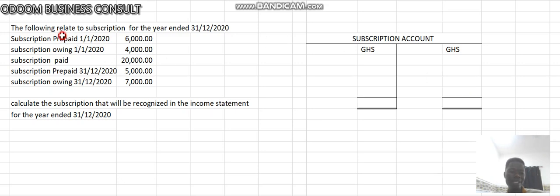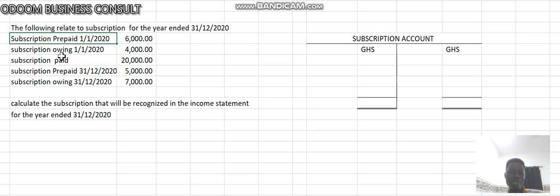Now, let's look at the preamble. The following relate to subscription for the year ended 31st December 2020. The first item we have is subscription prepaid. The requirement of the question is that we calculate the subscription that will be recognized in the income statement for the year ended 31st December 2020.